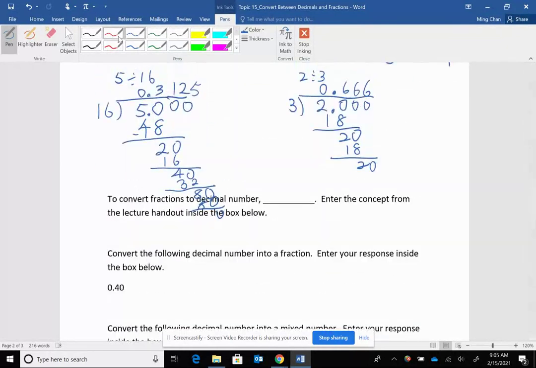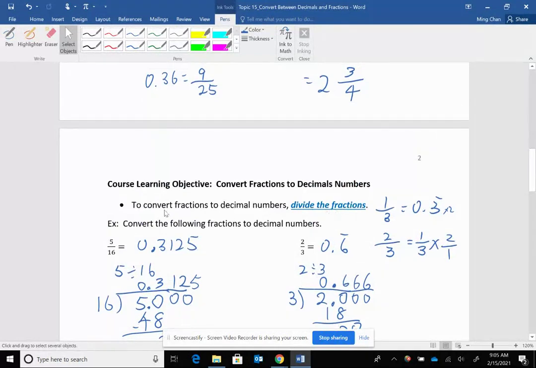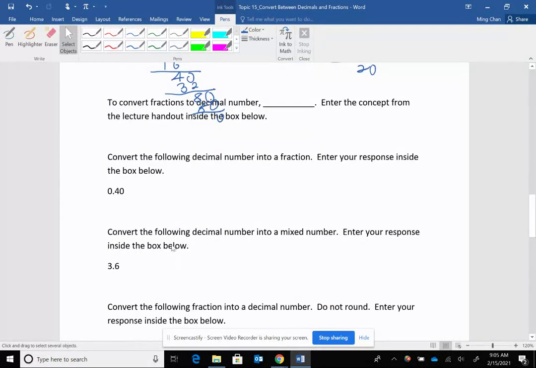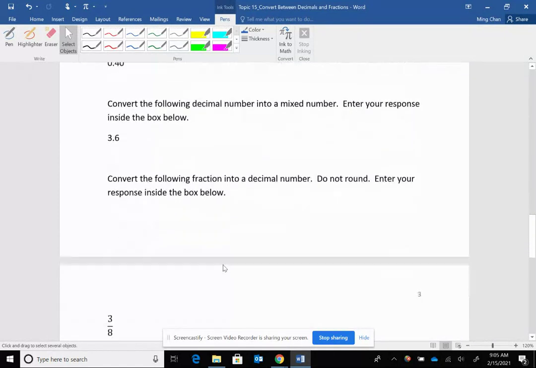So let's go over some of these homework problems. To convert fractions to decimals, what do we do? We simply divide the fraction. That's what you're going to enter. All right. Convert the following decimal number into a fraction. So make sure you turn this into a fraction by reading it properly. And then make sure you reduce your fraction to the lowest terms. All right, this is 3 and 6/10. So make sure you read it correctly and reduce your fraction.